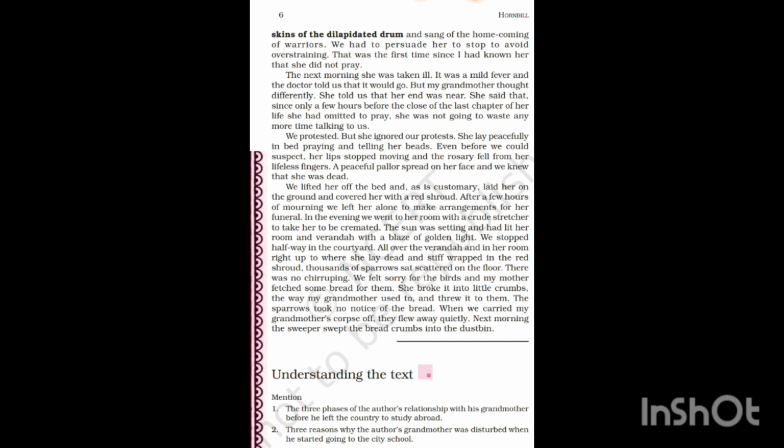The sparrows took no notice of the bread. When we carried my grandmother's corpse off, they flew away quietly. Next morning, the sweepers swept the bread crumbs into the dustbin.